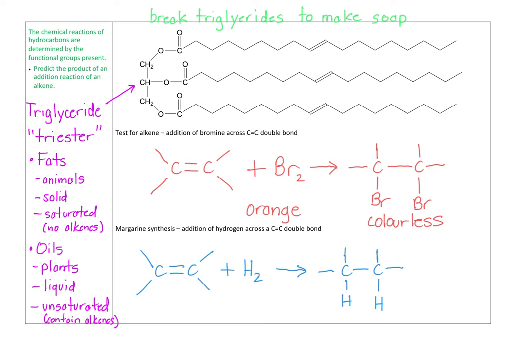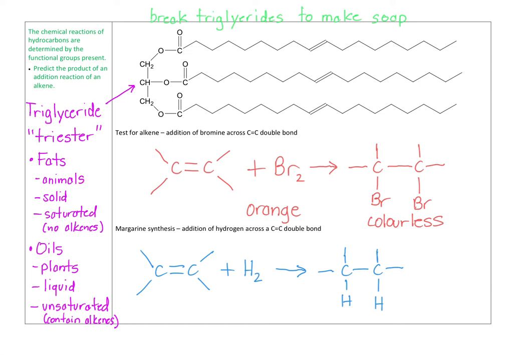Triglycerides are essentially triesters. They have 1, 2, 3. So that's why I talked about the ester group in the last slide. They have these 3 esters in this general structure. They are what we commonly know as fats that we get from animals.